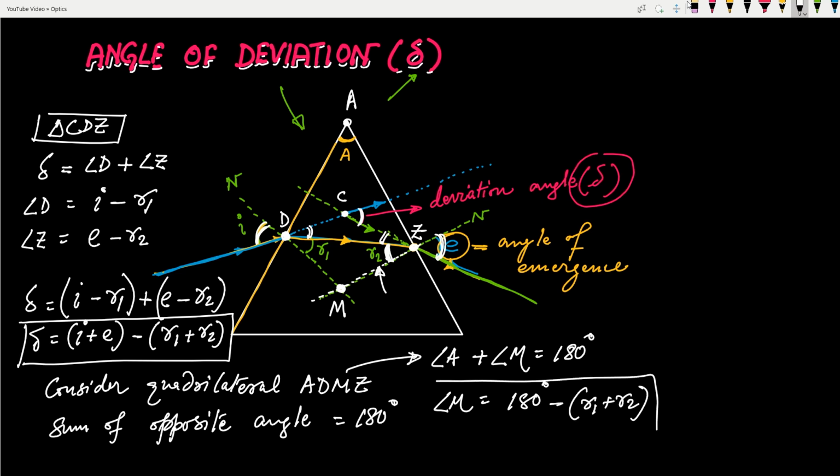How did we get this? This can be found from triangle DMZ. If you consider triangle DMZ, then angle R1 plus angle R2 plus angle M is equal to 180 degrees. Therefore, angle M is 180 degrees minus (R1 plus R2). So simply we'll put the value of M here to find the angle of the prism.